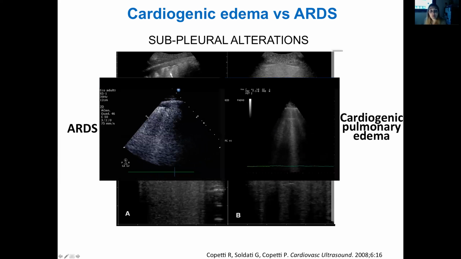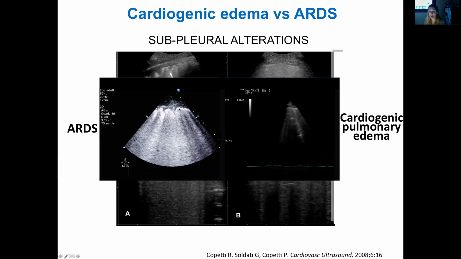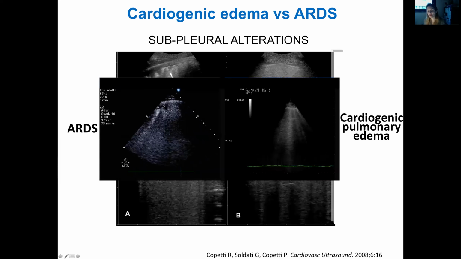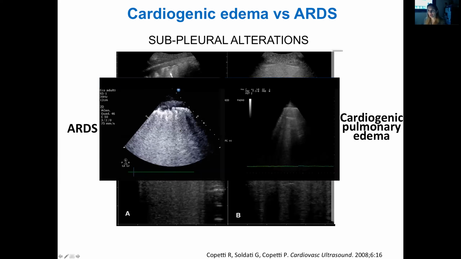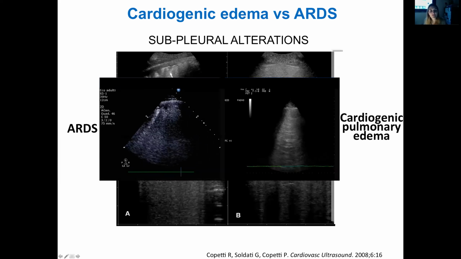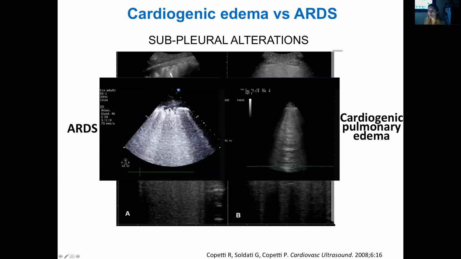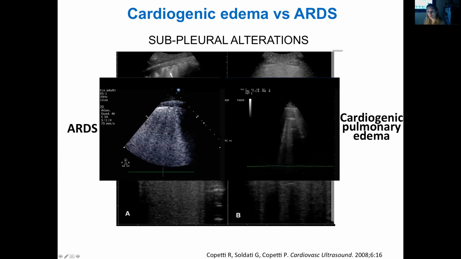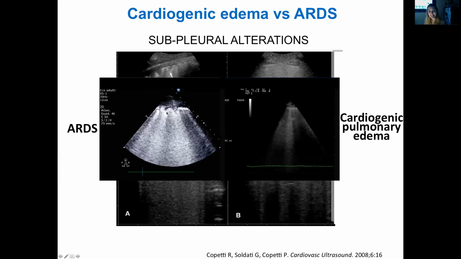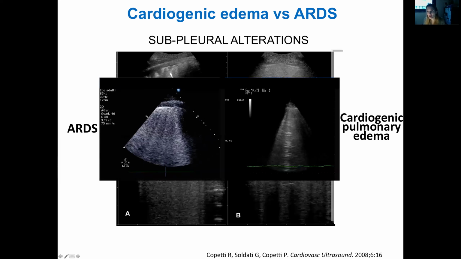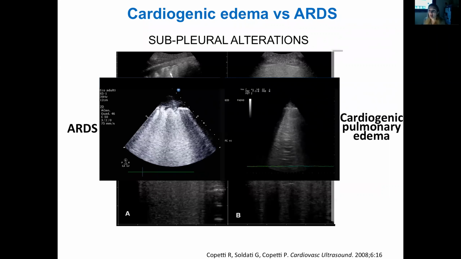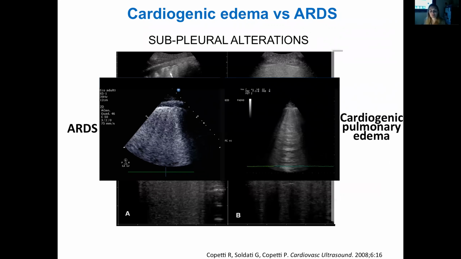You see these hypoechoic, anechoic spaces below the pleural line. When you see these, of course, it's not enough to make a differential diagnosis, but your suspicion that this is not cardiogenic should be raised, okay? And sometimes it can be very useful. We believe these subpleural alterations are the expression of the alveolar involvement of the non-cardiogenic pulmonary edema, which is also why you can sometimes see this appearance in cardiogenic pulmonary edema, but only when it is very, very severe with a huge alveolar involvement. So this is important to be remembered.